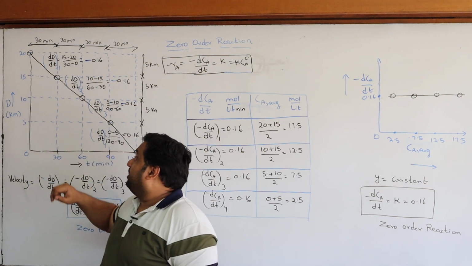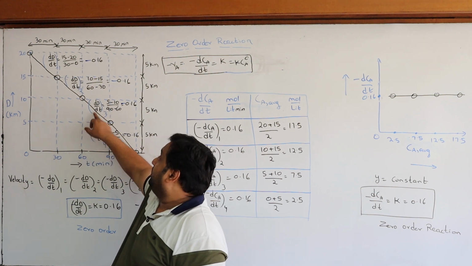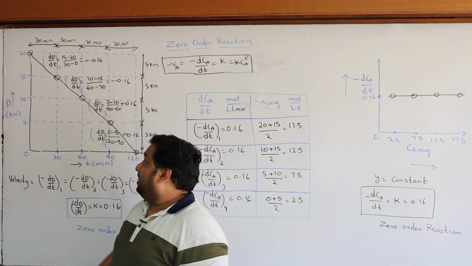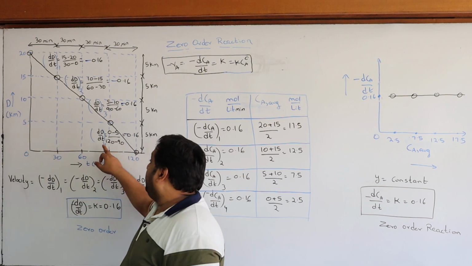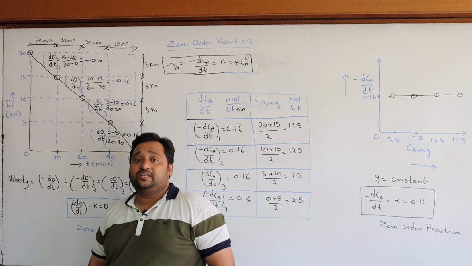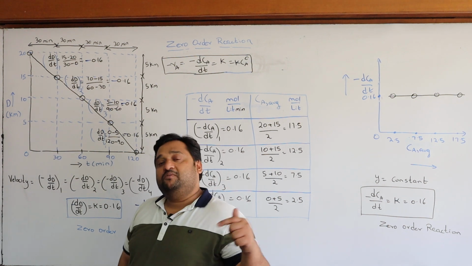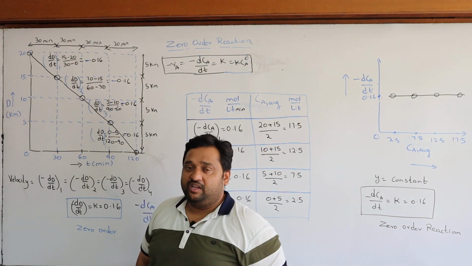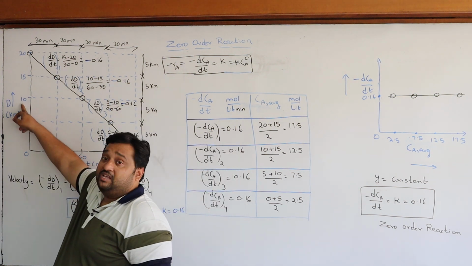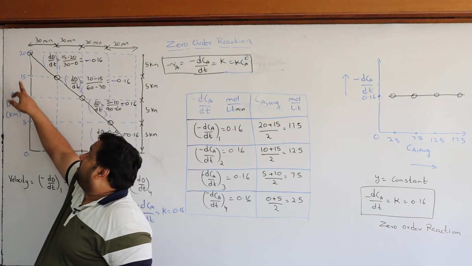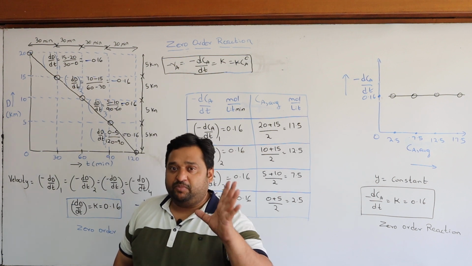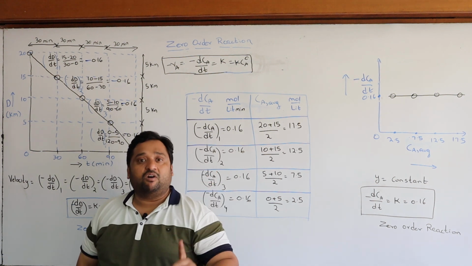Between 10 to 5, again if I take the slope dd by dt at 3, it is 0.16. Again from 5 to 0, the slope is 0.16. That is, every time the person has covered the distance with the same speed, irrespective of whether he is at 10 kilometers, 5 kilometers, or 15 kilometers. He covers the distance with the same speed. This is called zero order.